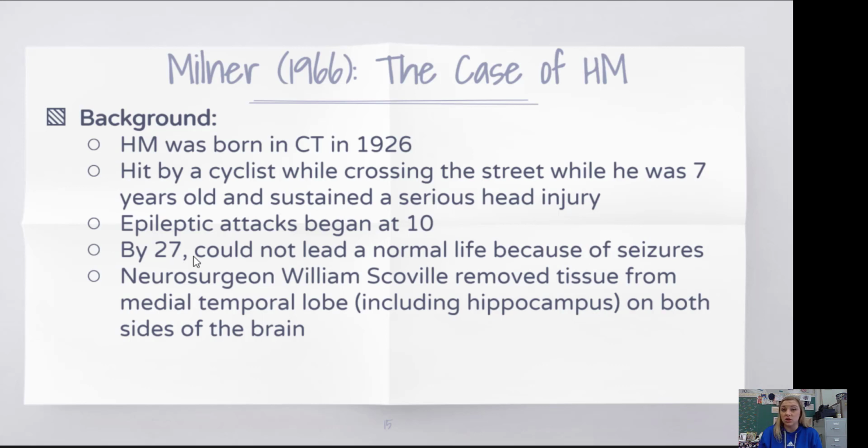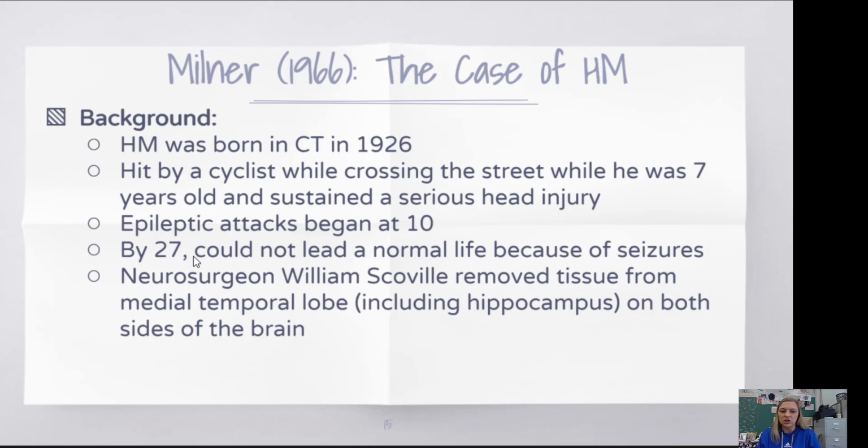They started, and those are seizures. So he started having seizures at around the age of 10. By the age of 27, he could not live a normal life because of the amount of seizures that he was having. He was having dozens of seizures a day. And this was just leading to him not being able to even hold a job, take care of himself, because he was falling to the ground and potentially harming himself each time that he had a seizure.